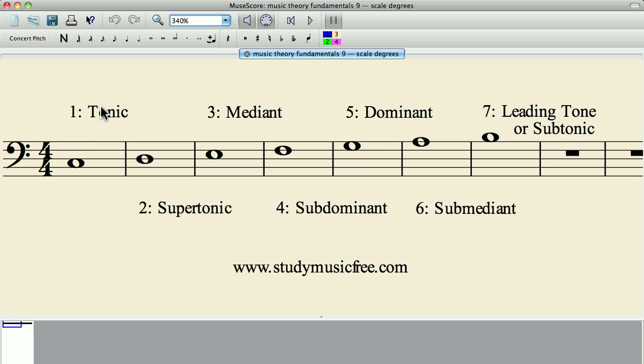So we label the first scale degree as the tonic, then the second is the supertonic, the third is the mediant, the fourth is the subdominant, the fifth is the dominant, the sixth is the submediant, and the seventh is the leading tone, or sometimes it's the subtonic. How can you tell which it is?